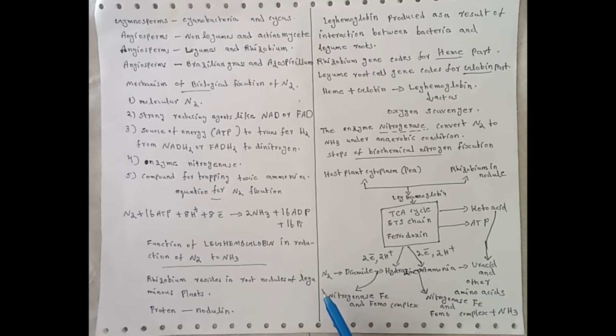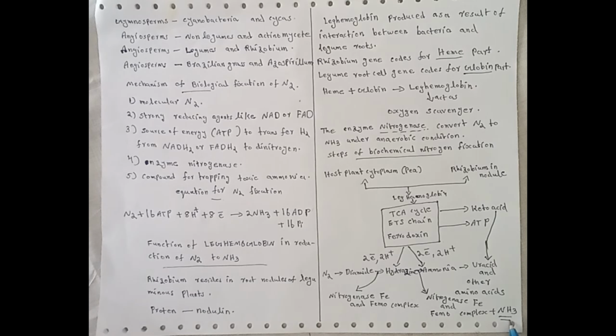Here the N2 converts to diimide, to hydrazine, and to ammonia. Then the amino acids. The end products are nitrogenase, Fe and FeMo complex, and another nitrogenase, iron and FeMo complex, plus ammonia. That is the flowchart of the steps of biochemical nitrogen fixation.